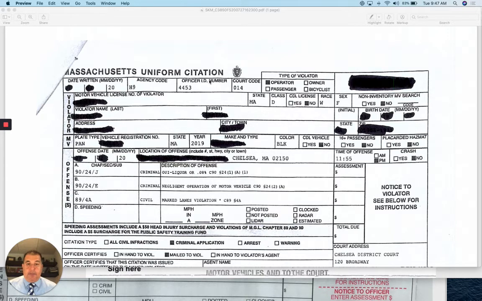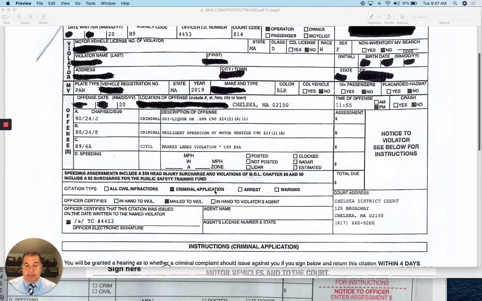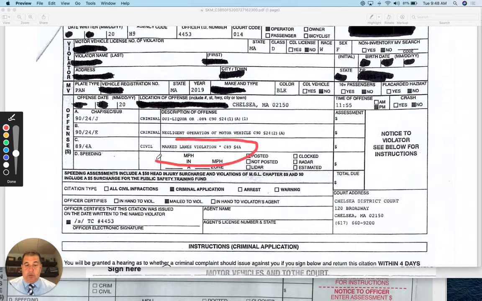Now, in the case of a criminal application, the notice is going to say that you're welcome to come to what they call a show cause or a clerk magistrate's hearing. And the magistrate's job in that hearing is to decide whether or not there's probable cause to issue the charge. In this case, this is a drunk driving charge as well as negligent operation. And there's a civil offense here for Mark Lane. So the rest of these are criminal. This bottom one was civil.